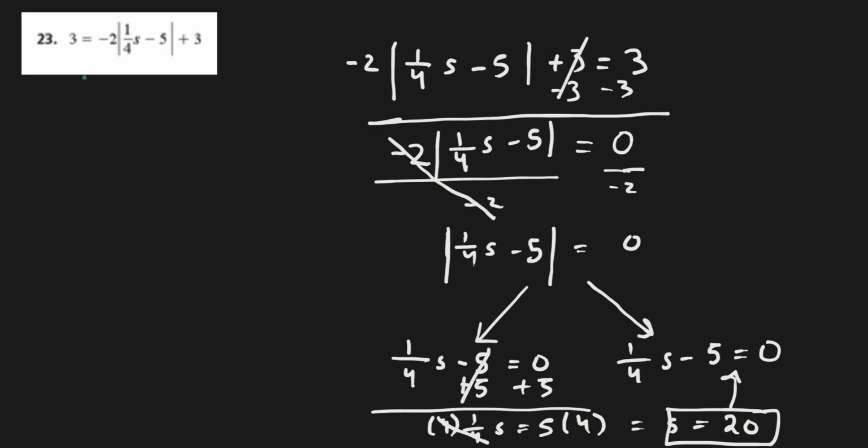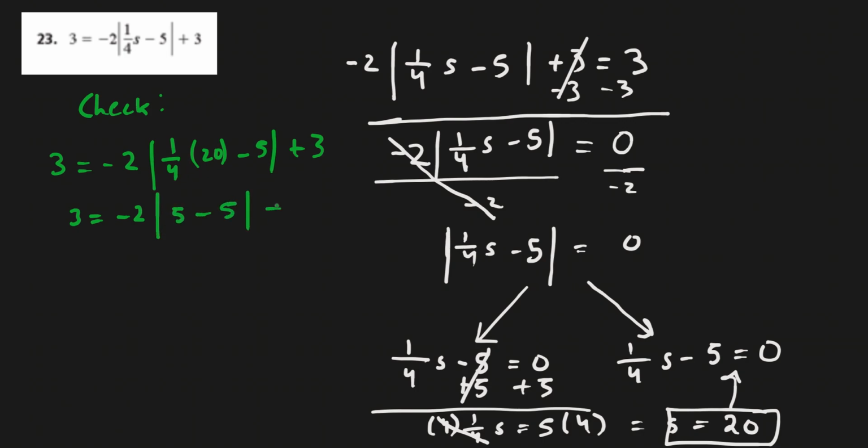Let's do our check step, our very important and popular check step. We can see if we plug in 20, we subtract 5 and add 3, what's going to happen? Well, this is just 3 is equal to -2 times the absolute value of 5 minus 5, plus 3. You might see what's happening here. 3 is equal to -2 times the absolute value of 0, plus 3. The absolute value of 0 is just 0, and this whole thing is just going to be 0 in that case. So 3 is equal to 3. That's true. It's always true. Hence, this is a solution, and we are done.